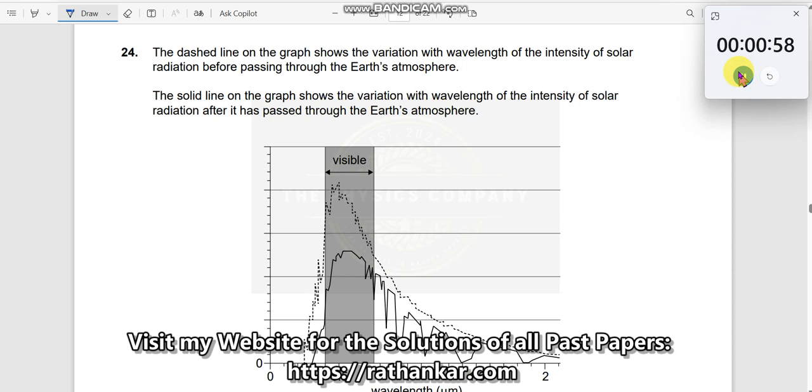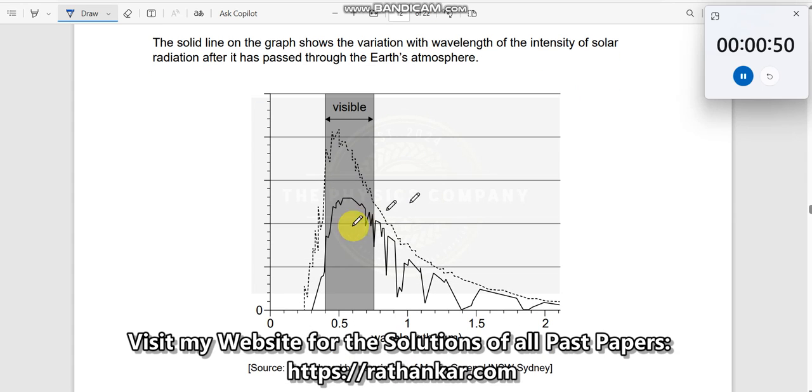Question number 24. The dashed line on the graph shows a variation with the wavelength of the intensity of solar radiation before passing through the Earth's atmosphere. Okay, so this is the solar radiation. It tells you what kind of wavelengths are being emitted at what temperature and what kind of wavelengths have been received in the Earth's atmosphere, right?